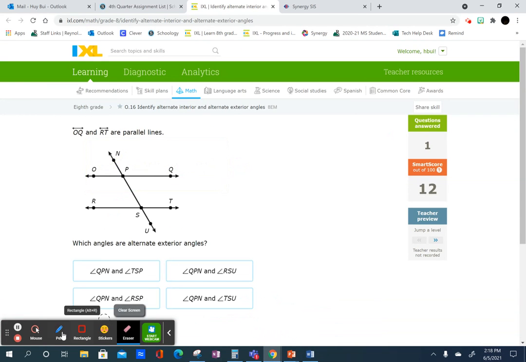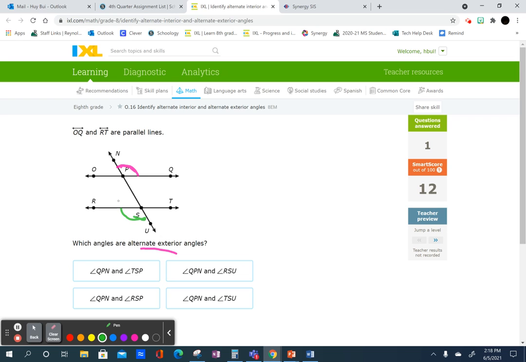Let's look at this example. And I'm going to do it the way that I see most students do it when they're in person. So our first angle here is QPN. So we're going to start Q down to P and then up to N, okay? So the question is asking for alternate exterior. So I expected that because if I go to Q, P, and N, it's actually this angle here. So it goes Q to P to N.